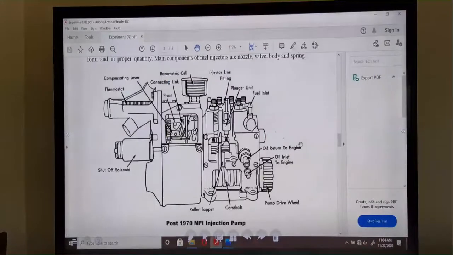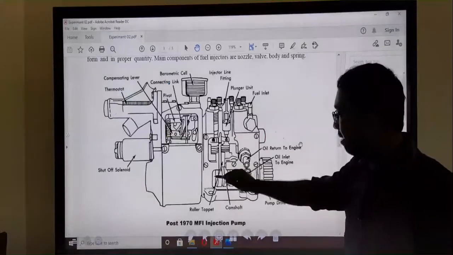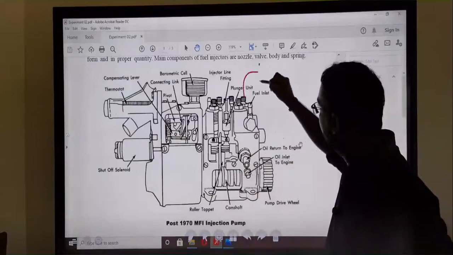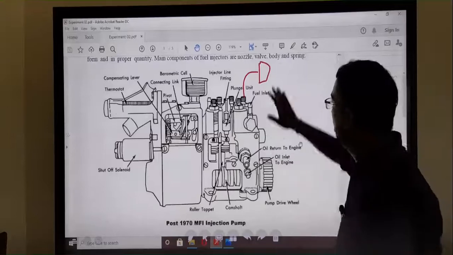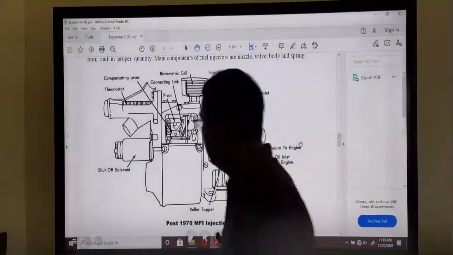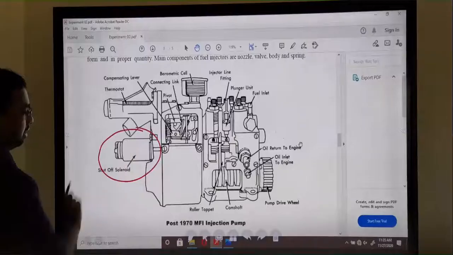So then we can see. I explain here: this is a camshaft, this is a plunger unit, and this is the connection for the injectors. Then we can see here there is a shut-off solenoid. What is this?